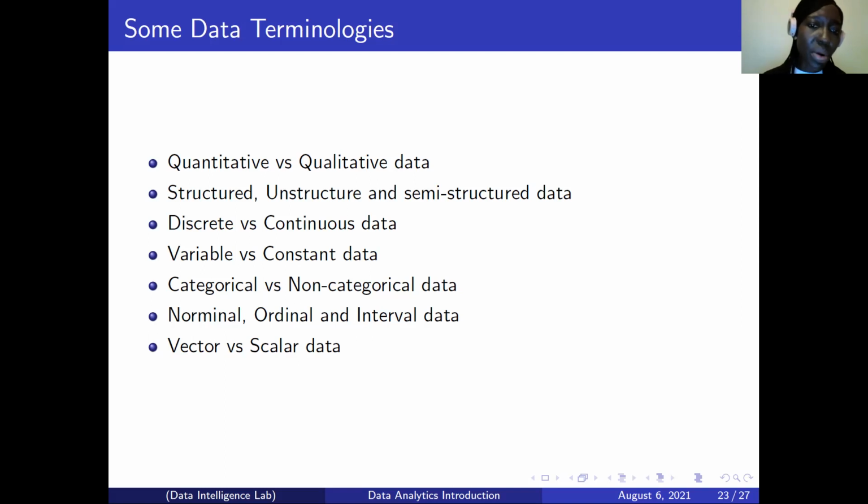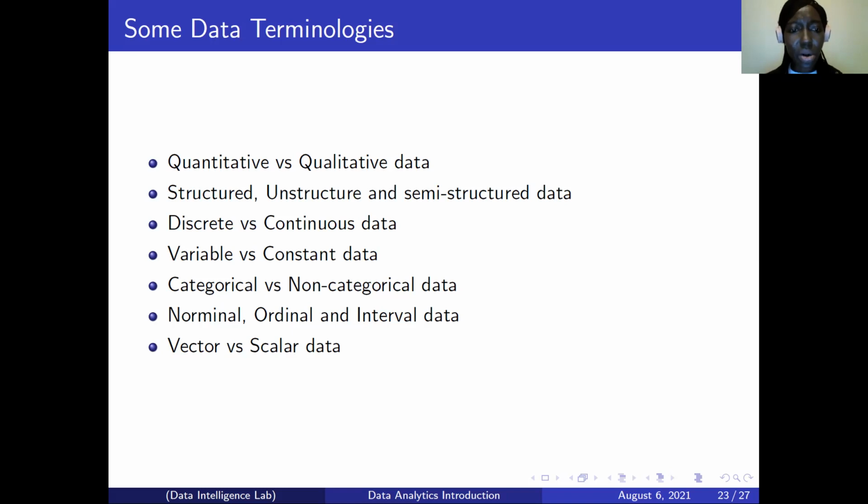Then you have variable and constant data. Variable data is just a data location that can hold any form of data. So we say it's variable. Like in algebra, you have your x. x is a data, but can take any form of value. Then you have constant data, which remains the same value at any point in time.